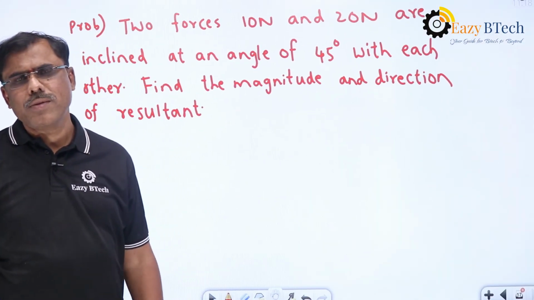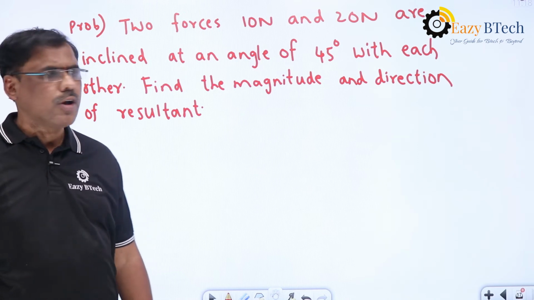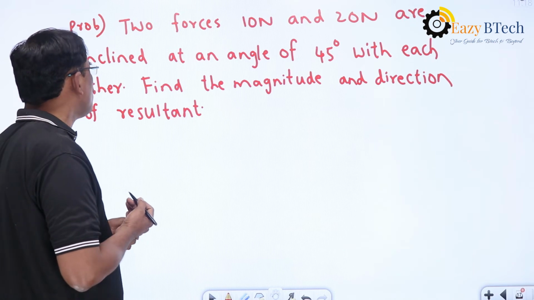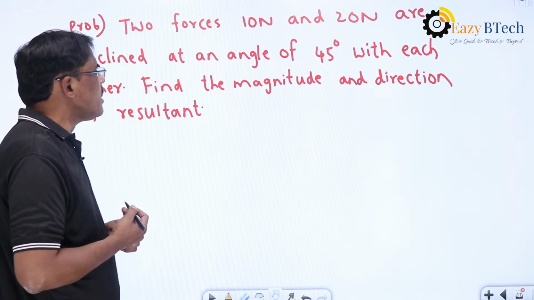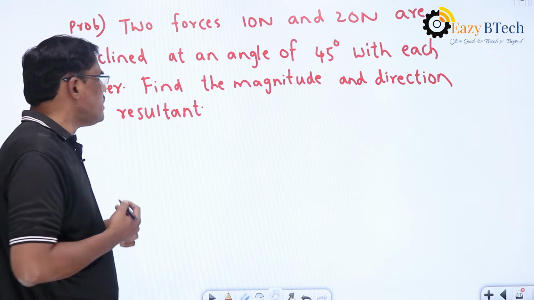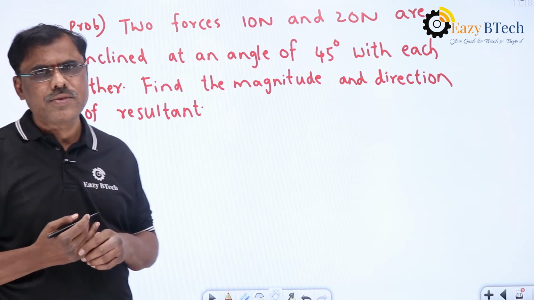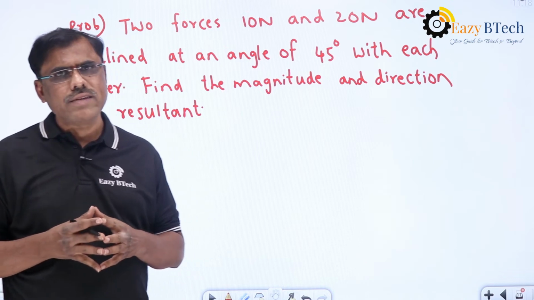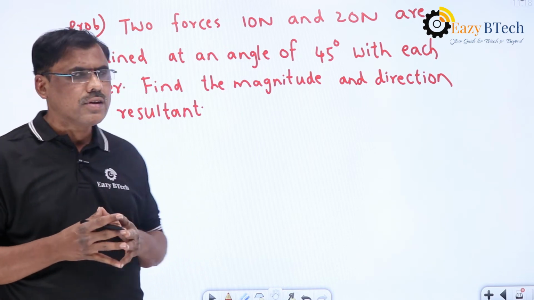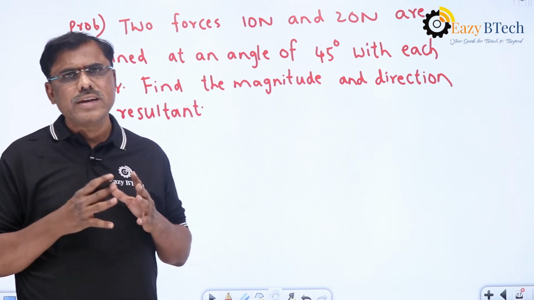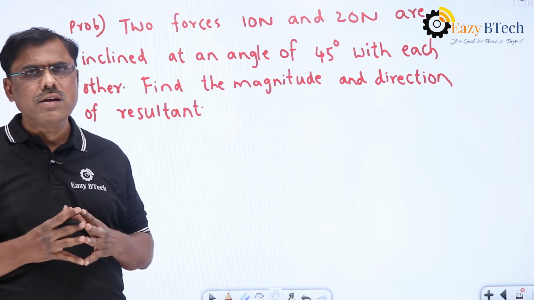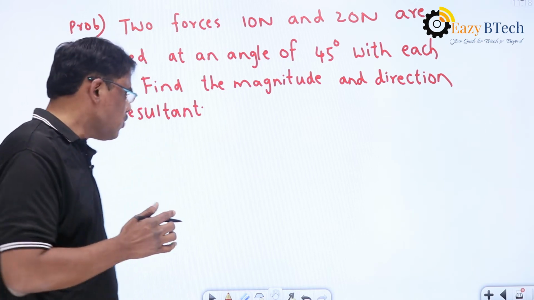Now we solve a problem based upon parallelogram law of forces. Two forces 10 Newton and 20 Newton are inclined at an angle of 45 degrees with each other. Find the magnitude and direction of the resultant. So here two forces are given. Values are 10 Newtons and 20 Newtons. And the included angle is 45 degrees. So then we should apply parallelogram law of forces.